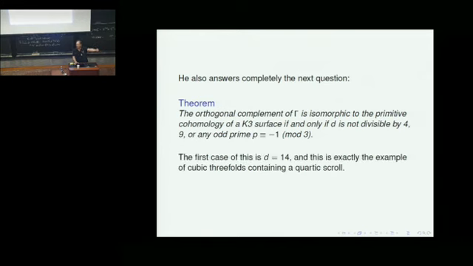The first case, by the way, of this case where the orthogonal complement is the primitive cohomology of a K3 is the case D equals 14. And that's exactly the case that we looked at.